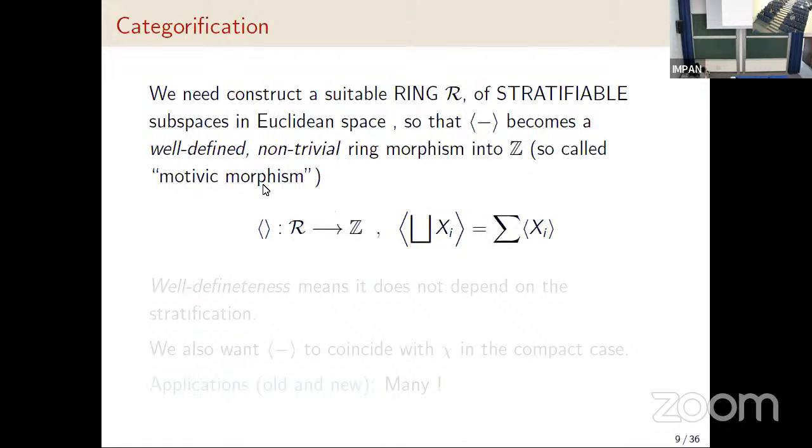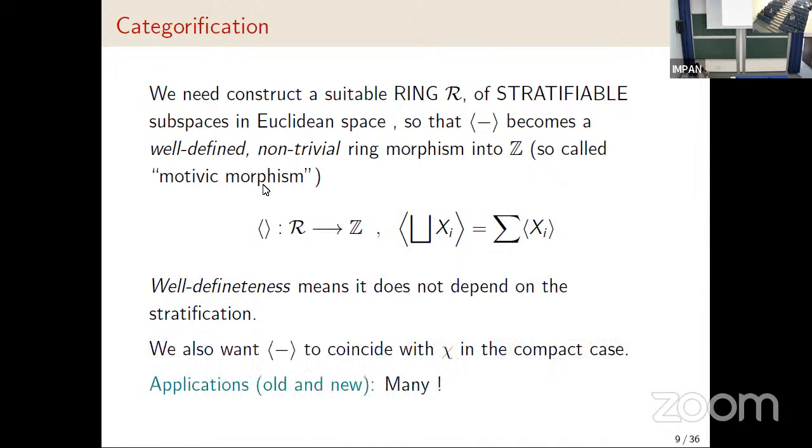All right, so we need to construct a suitable ring here, of stratifiable subspaces of Euclidean space, so that this becomes a well-defined non-trivial ring morphism. Well-defined depending on the stratification. So I want to construct this. Well-defined means that it doesn't depend on the stratification. Exactly, that's exactly what it means. And we wanted it to coincide with the Euler characteristic on compact spaces.